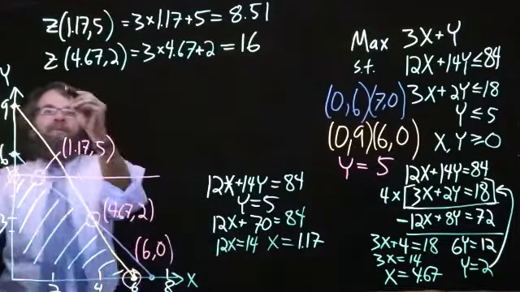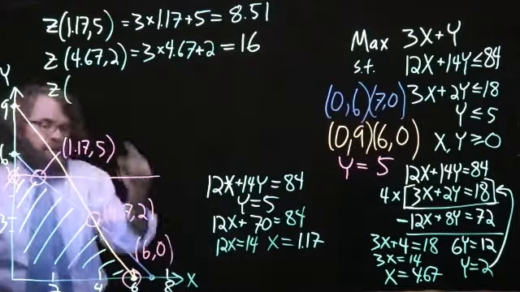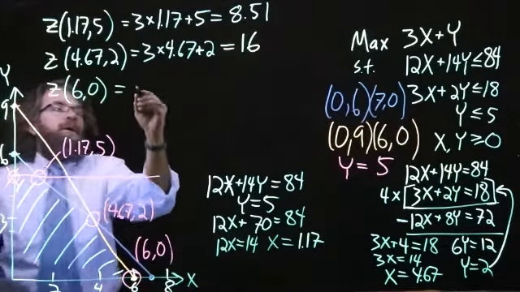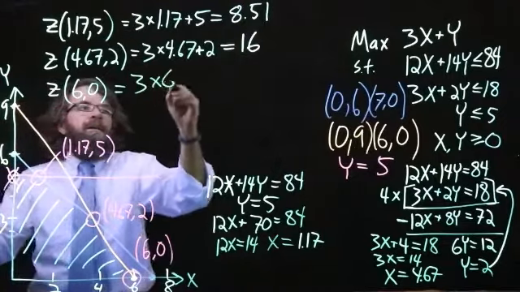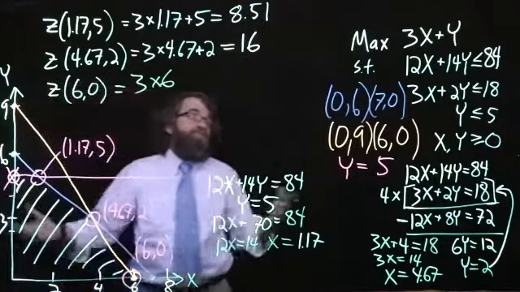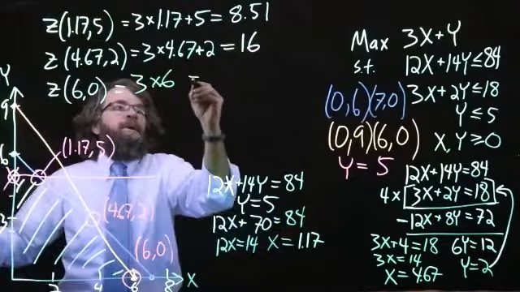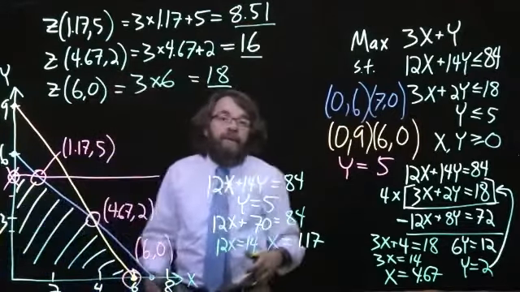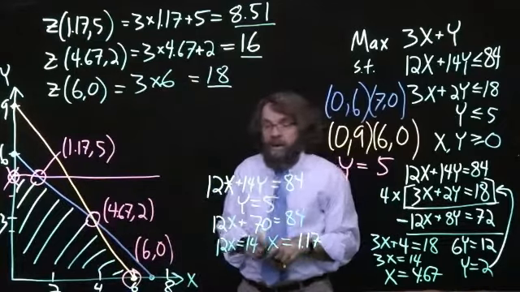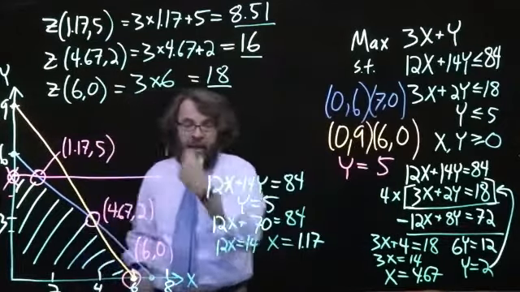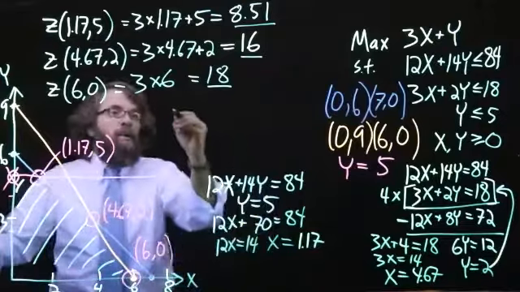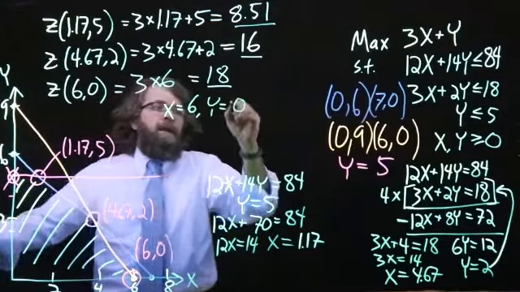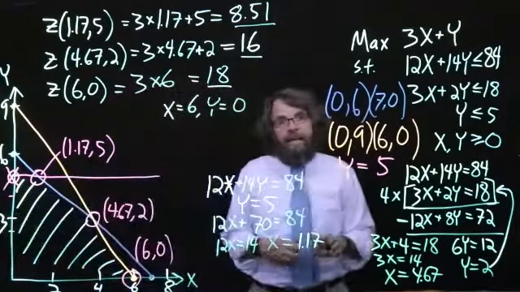And then lastly, when we evaluate z down at the bottom, where we have 6 and 0, we have 3 times 6 plus 0. So we get 18. So out of these 3, obviously 18 is the most, and we're trying to maximize profits. So that is our answer. The optimal decision is for x to be 6, y to be 0, and the profits we receive from this will be 18.